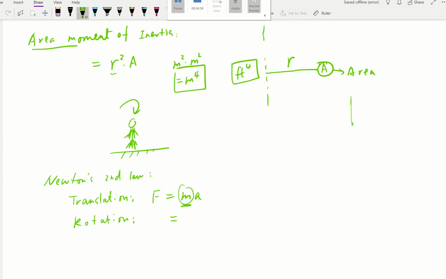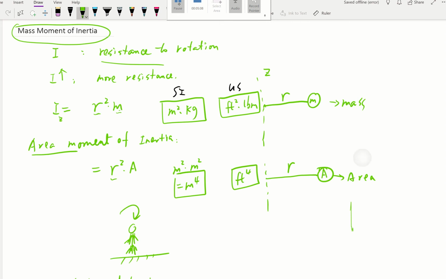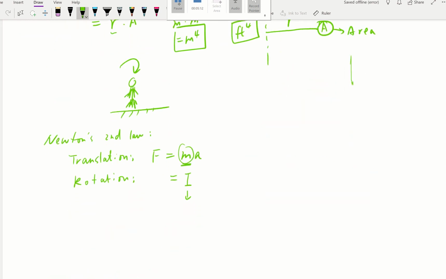However, for rotation, we are not looking at the mass only. We are looking at the mass moment of inertia, this I. And this I we're talking about is this mass times r squared. So it's kilogram meter squared, meter squared kilogram. That's going to be the unit for your mass moment of inertia, I.